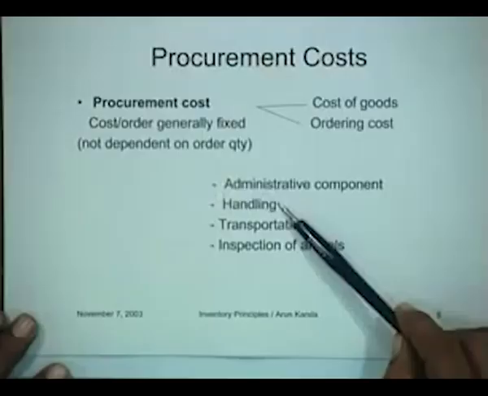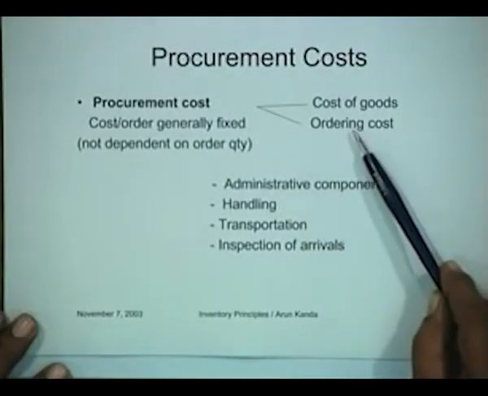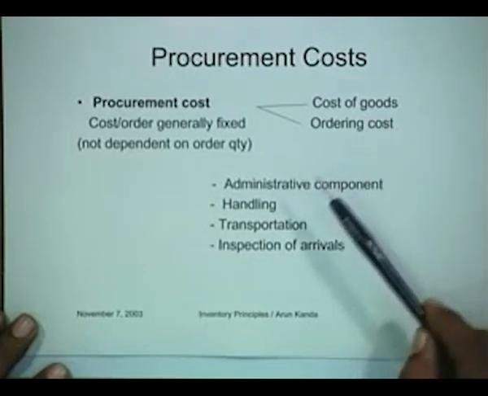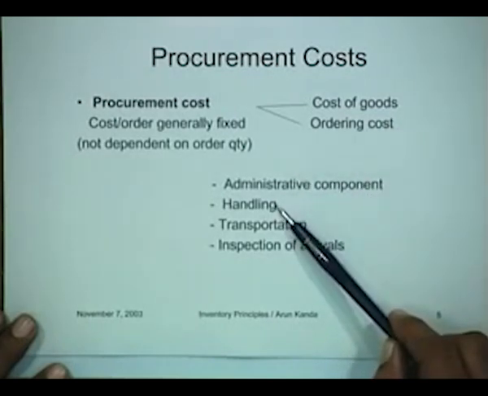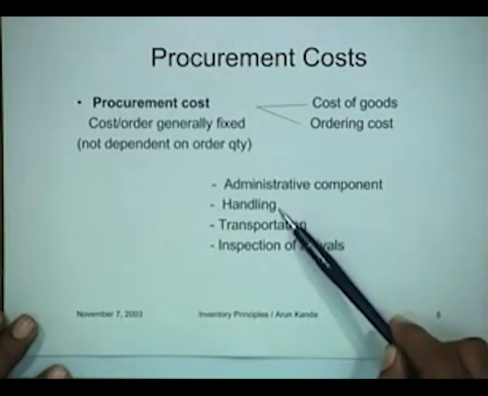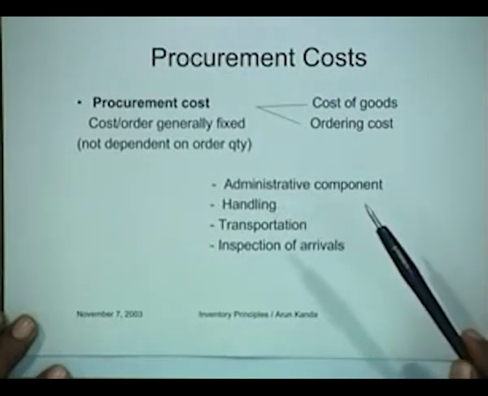Then there would be a handling component. When you buy the goods, you have to handle them from that place to your premises. So there are always costs of handling. You might have professional packers to do this job for you, or you might do it yourself. So the nature of the product determines how much handling cost you have.